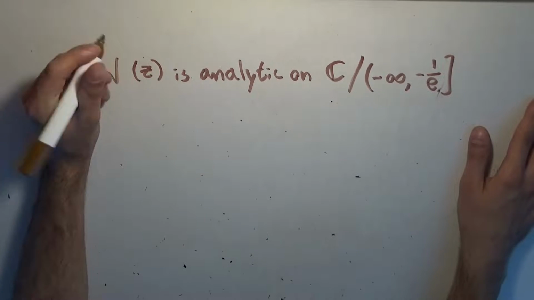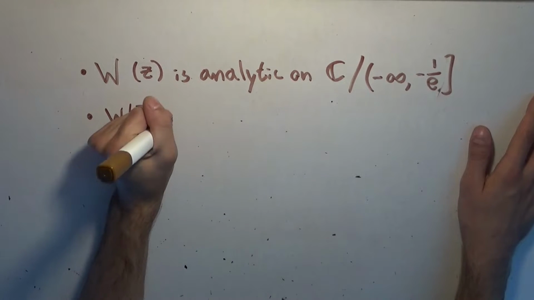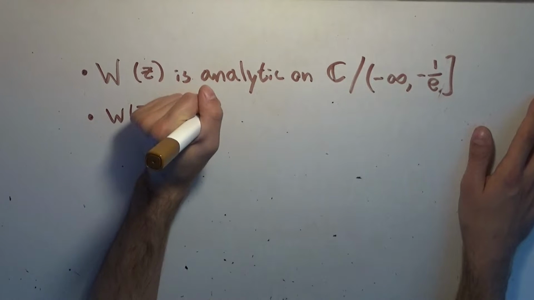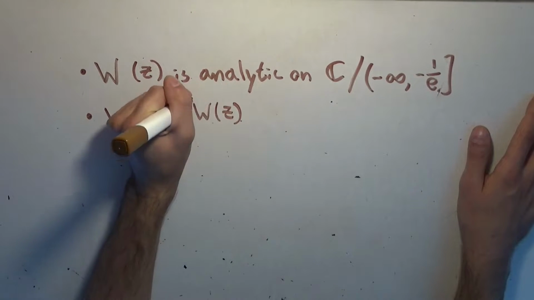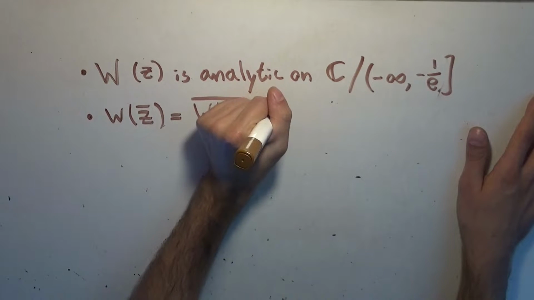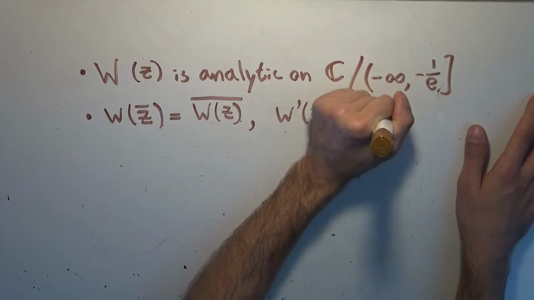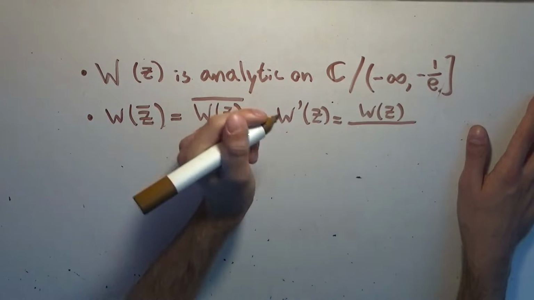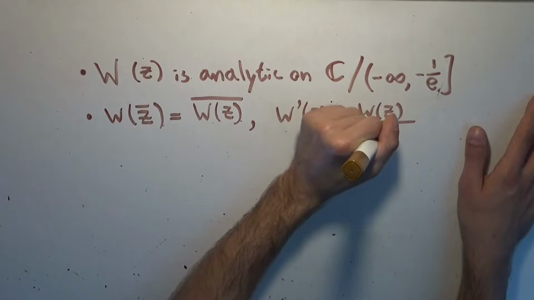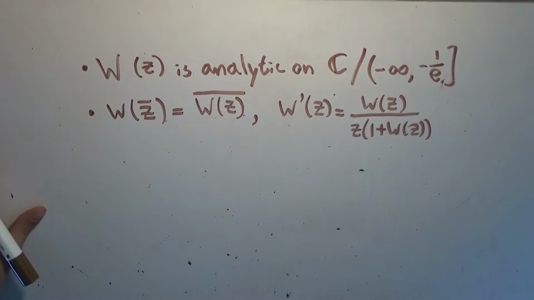And remember, we proved this. Plugging in the conjugate of a complex number into the W function results in the conjugate of the output, at least on the principal branch. As well, we have that the derivative of the Lambert W function is equal to the Lambert W function divided by z times 1 plus the Lambert W function. So those three facts we're going to need to prove the integral now.